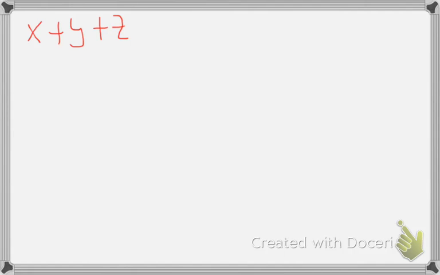Actually, let me do this. Let's make this A plus B plus C. Let's keep it the same as what it is in the problem here. So airplane A plus airplane B plus airplane C, we know that the company bought 13 of those total.